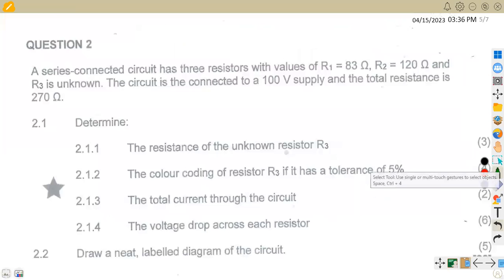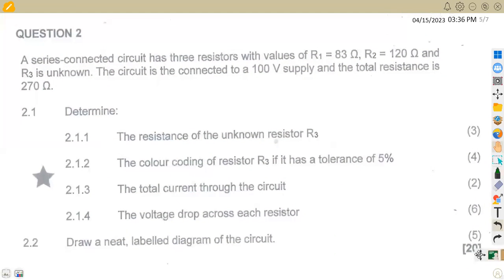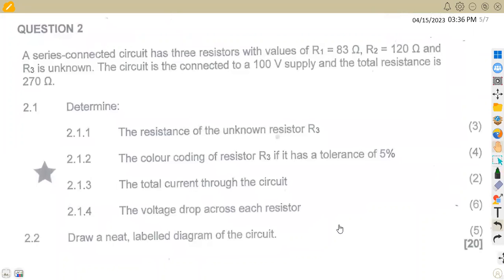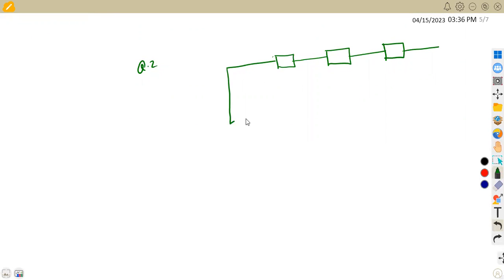All right. On question 2, we are given a series-connected circuit that has 3 resistors with values R1, R2, and R3 unknown. The circuit is connected to a 100-volt supply with a total resistance of 270 ohms. So we have 3 resistors in series: the first resistor, the second resistor, the third resistor, connected to a supply. This is just a sketch of the information.